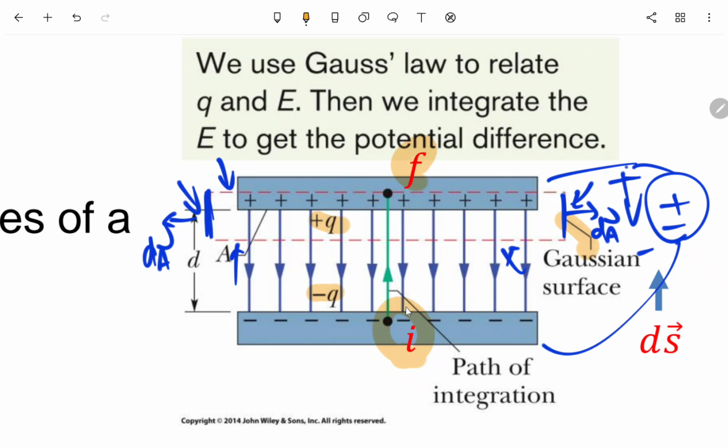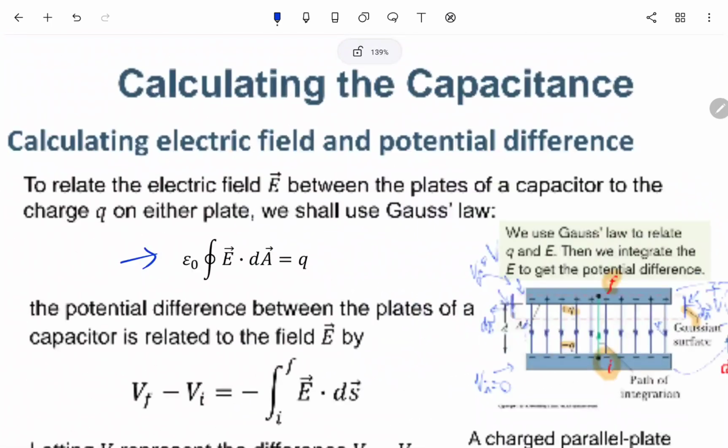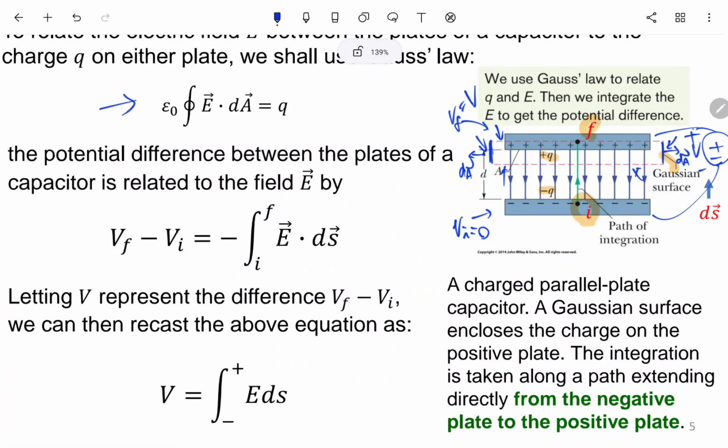But here we define the i point at the negative plate and the f point, the final point, at the top plate, because it turns out to be a positive potential difference. So this plate will have Vf, and this plate will have Vi, which is 0, and then it turns out to be a normal V. So the potential difference will be a positive V. So we define the path like this.